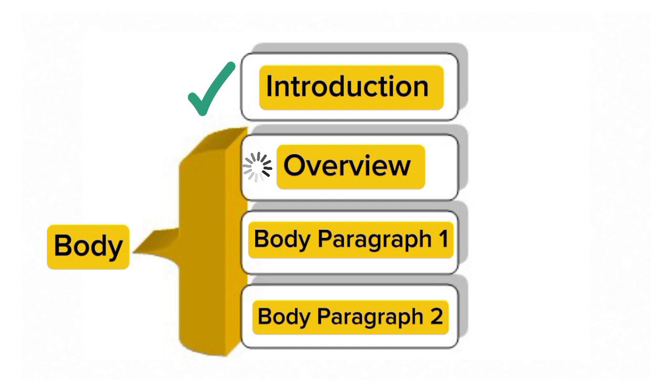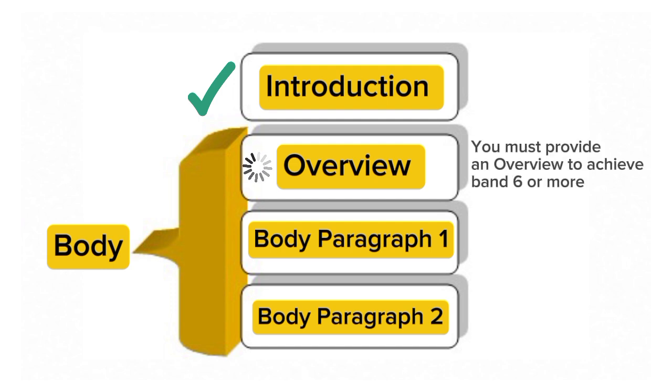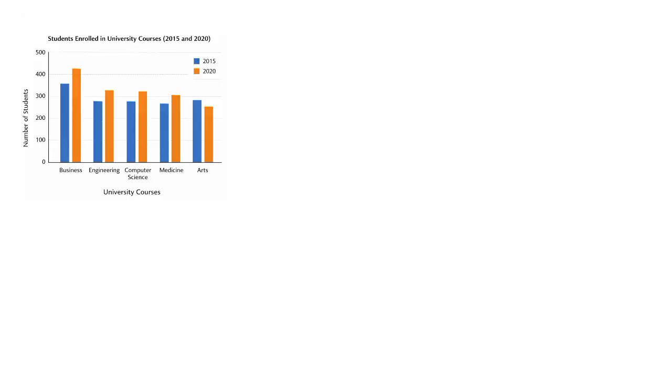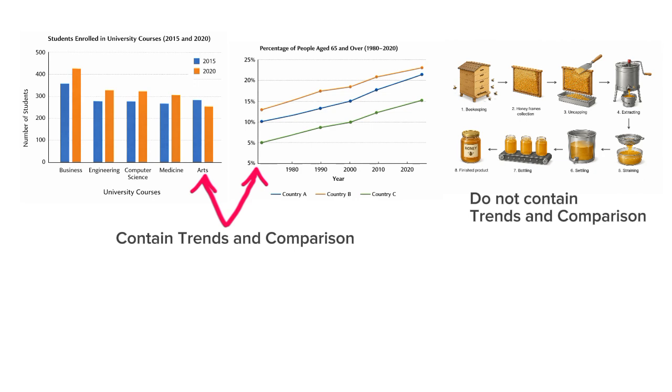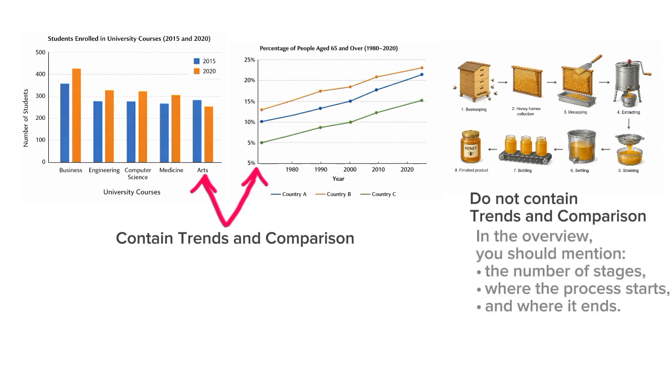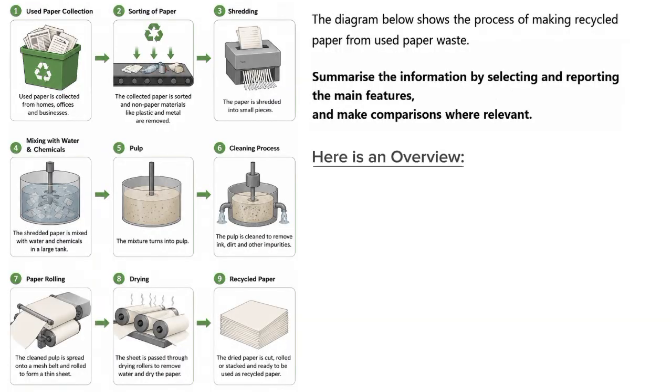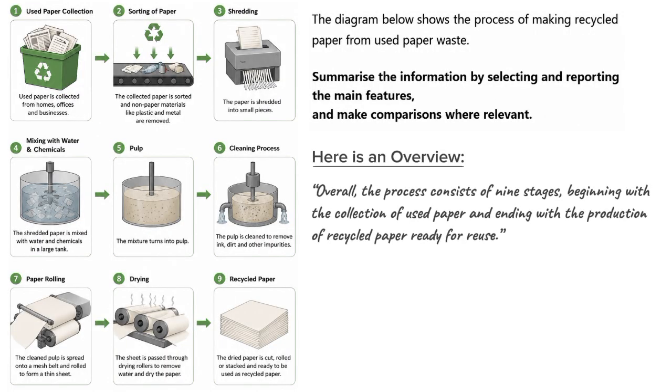Now let's move to the overview paragraph. The overview is extremely important because it helps you achieve a Band 6 or higher. Unlike bar charts or line graphs, process diagrams do not usually contain trends or comparisons. Therefore, in the overview, you should mention the number of stages, where the process starts, and where it ends. Here is an effective overview. Overall, the process consists of 9 stages, beginning with the collection of used paper and ending with the production of recycled paper ready for reuse.